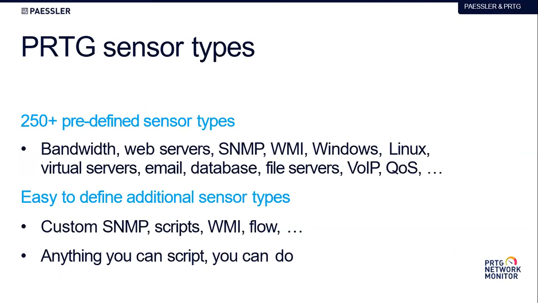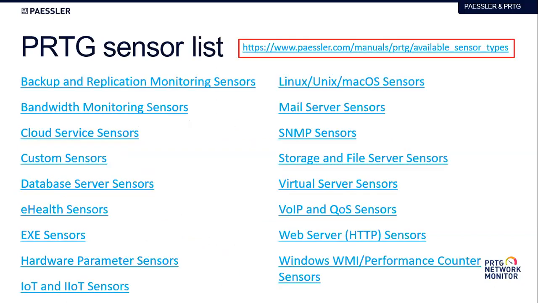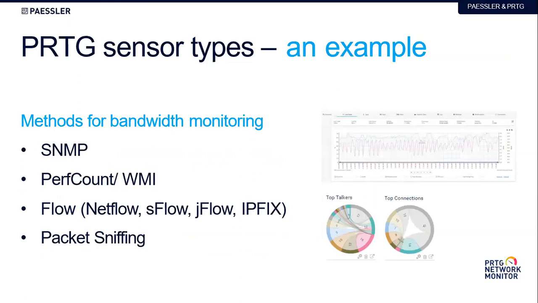Or if you want to monitor your database, you just need to put in the script to capture the data over there. So this will be the PRTG sensor list. All the sensor lists you can get from the Paessler website. If you want to monitor backup or replication monitor sensors, Linux, mail server sensors, SNMP sensors, storage sensors, and also database server sensors, you can find them there. So this one will be the example for PRTG sensor types.